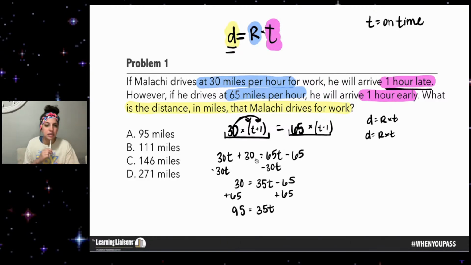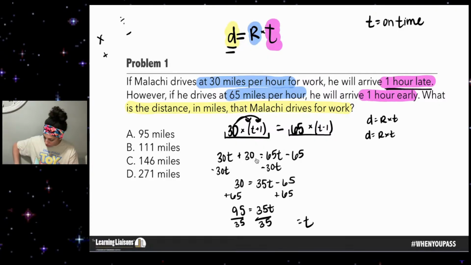And how do I get t by itself if it's being multiplied to something? Divide. The opposite of multiplication is division. The opposite of addition is subtraction. So if I divide both sides by 35, then I get t equals 2.71. So that is on time, right? 2.71 hours is on time.